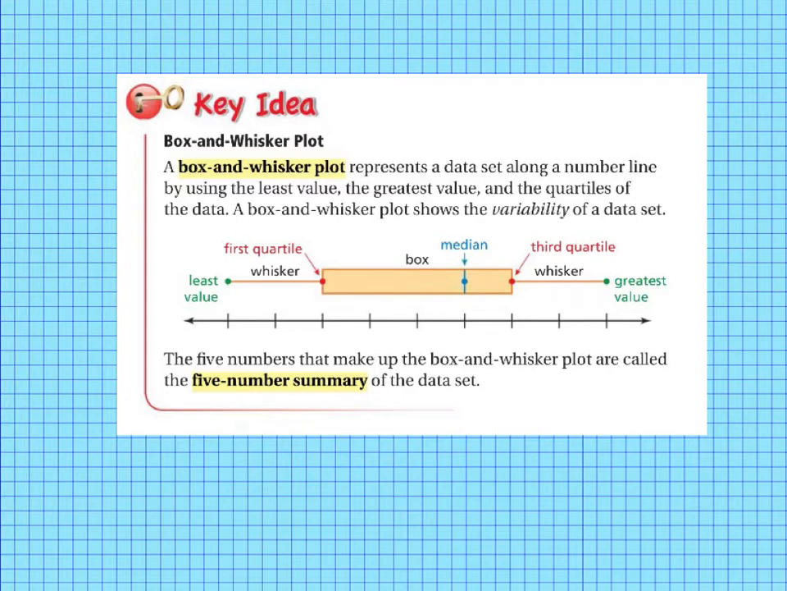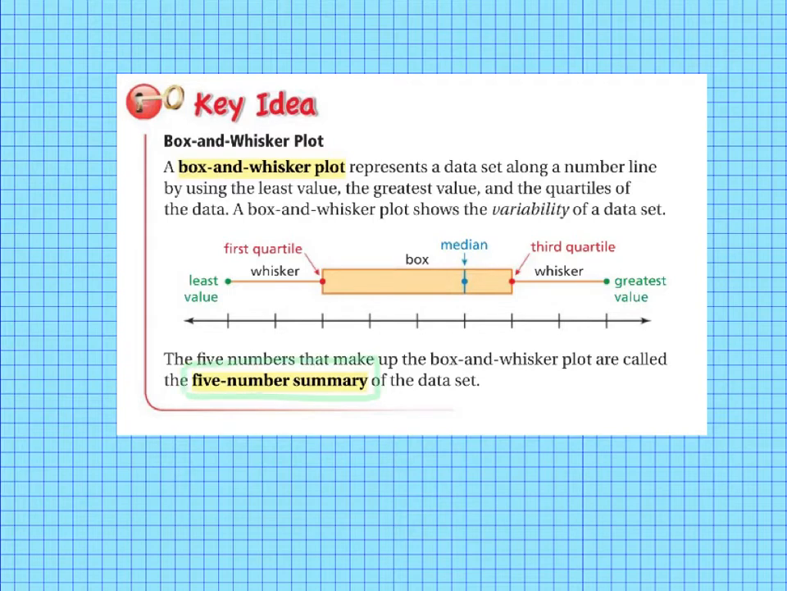Let's take a look at the key idea. The box and whisker plot. It represents a data set along a number line by using the least value, the greatest value, and the quartiles of the data. A box and whisker plot shows the variability of a data set. So those numbers that we just talked about, the least value, the first quartile, the third quartile, the median, and the greatest value, those are called the 5-number summary.